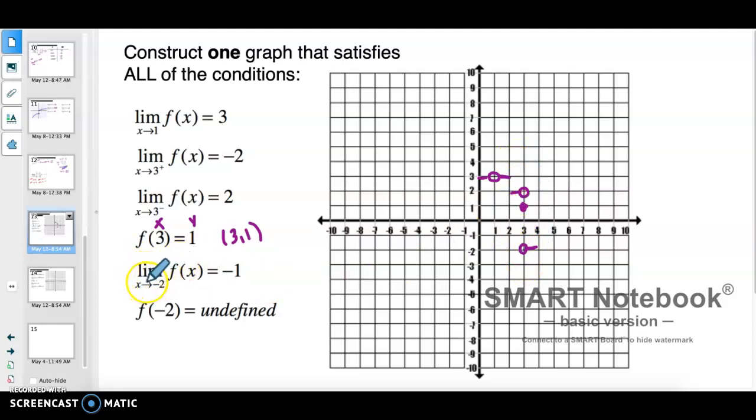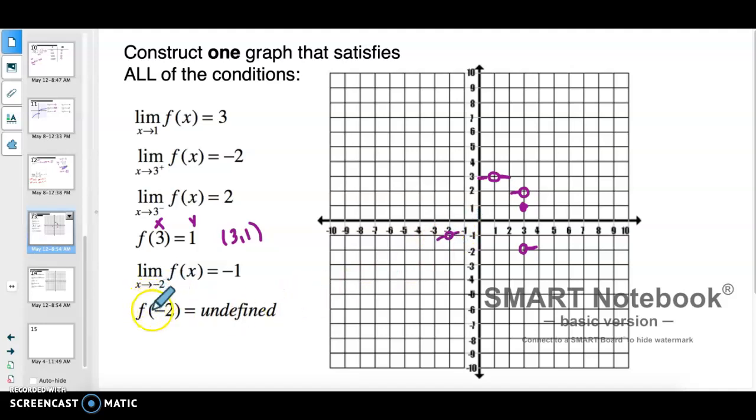Then we've got as x goes to negative 2, where our y value is negative 1. And once again, this doesn't say left or right, so that means both. So x is negative 2, y is negative 1. I'm going to do an open dot. And then since it's left and right, I'm going to do dashes to the left and to the right.